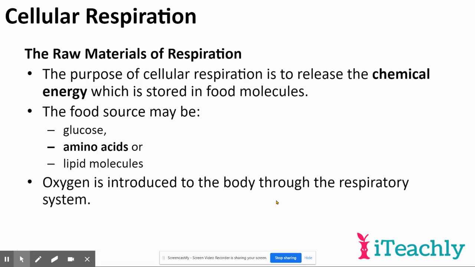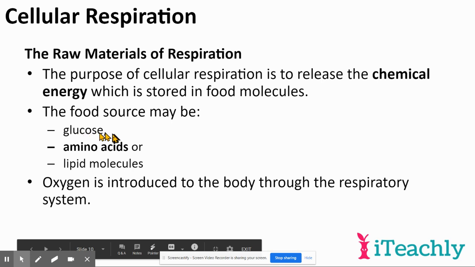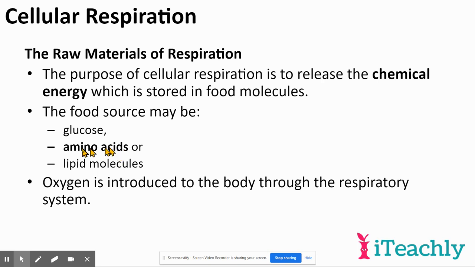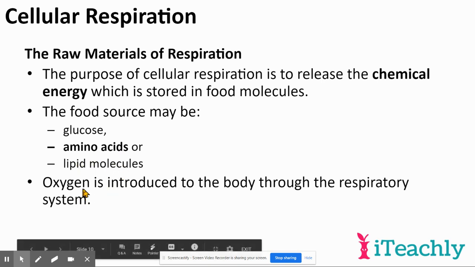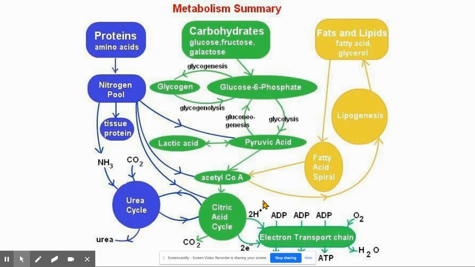The purpose of cellular respiration is to release the chemical energy which is stored in food molecules. The food source may be glucose, and this is the main thing that we're going to look at, but I'm going to show you these other ones just for fun. The other one is amino acids. You can break down your proteins for amino acids, but it's not particularly a good energy source. Lipid molecules are an excellent energy source. And you need oxygen, and you breathe that oxygen in.